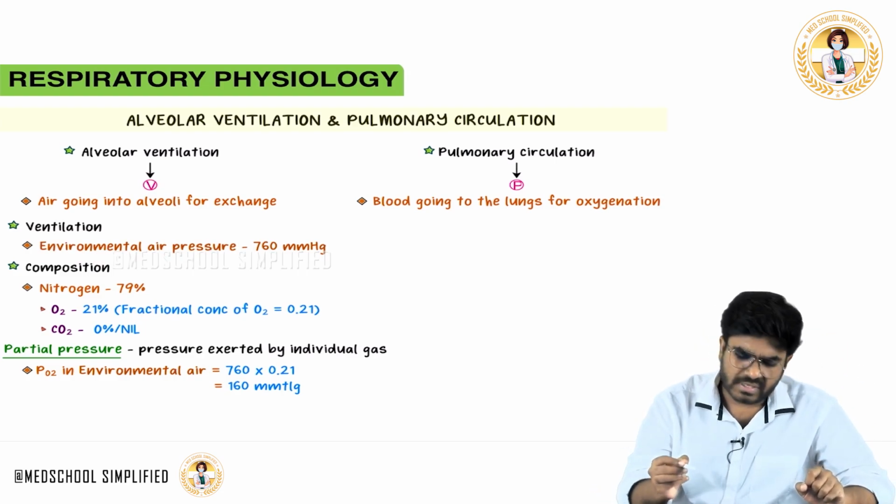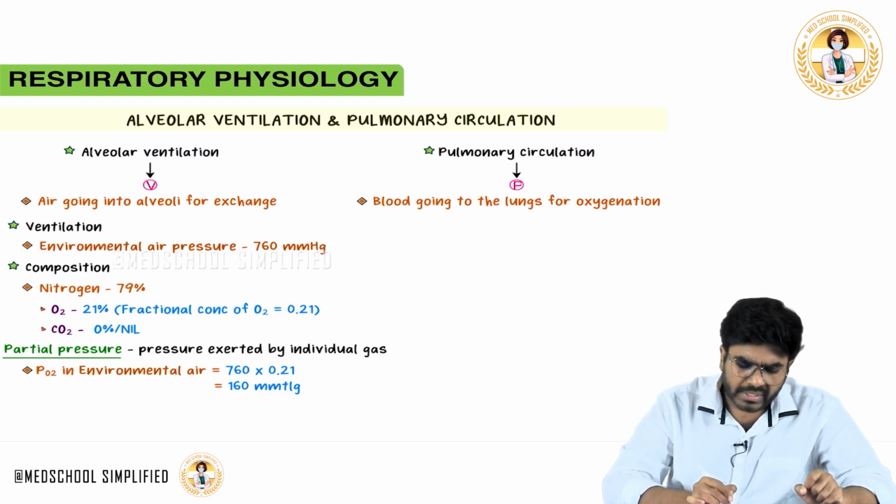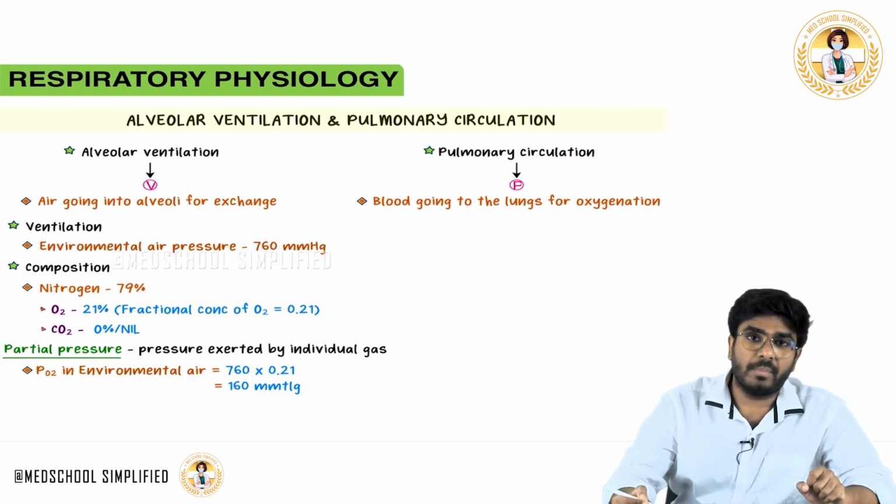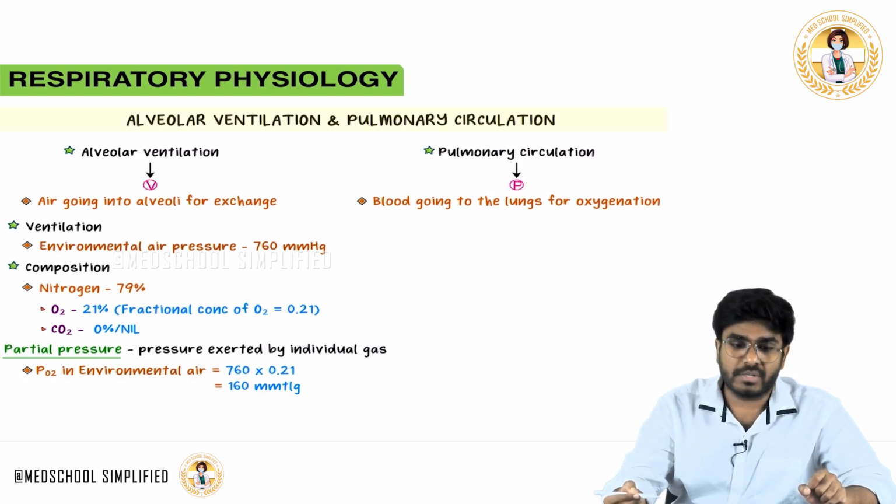In the environment, the pressure is somewhere around 760 mmHg. We have to take it as zero atmospheric pressure. The 760 mmHg pressure is considered as zero atmospheric pressure.